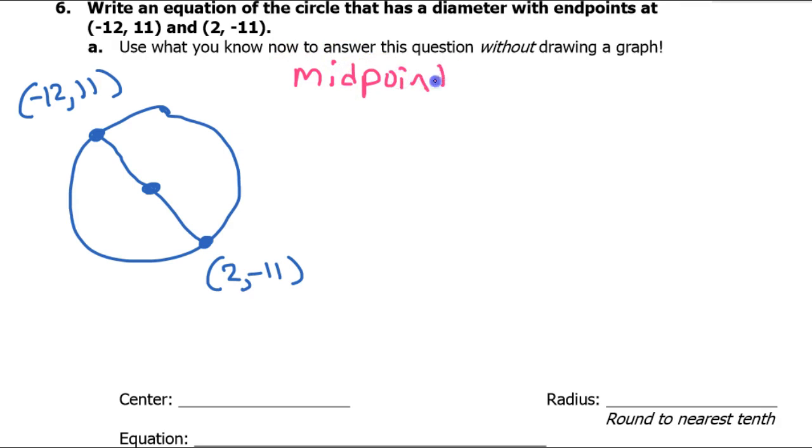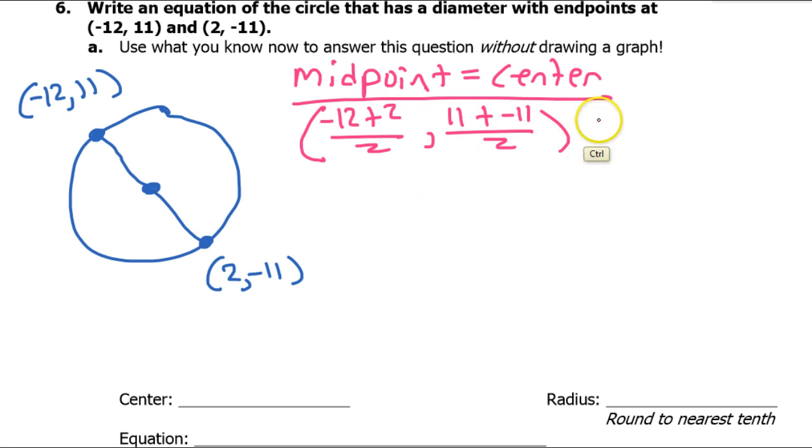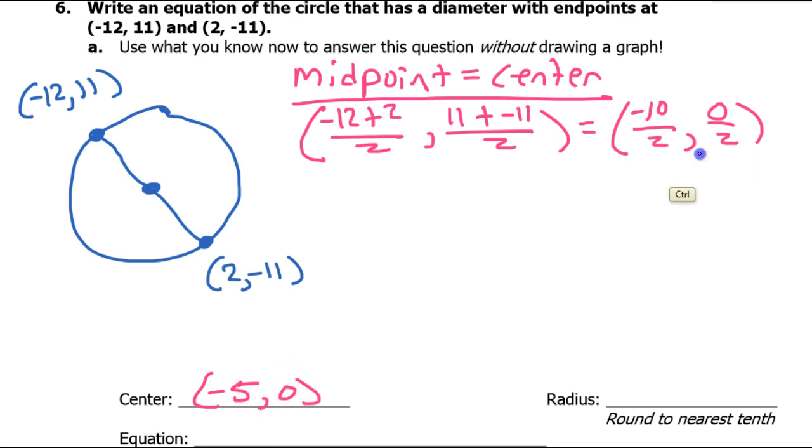The midpoint is the center. Okay, so that's going to be the average of the x's, comma, the average of the y's. So in other words, that's going to be negative 12 plus 2, divided by 2, and 11 plus negative 11 divided by 2. So that's going to be negative 10 over 2 and 0 over 2. So this midpoint, the center, is going to be negative 5 comma 0, because that's what you get from this.